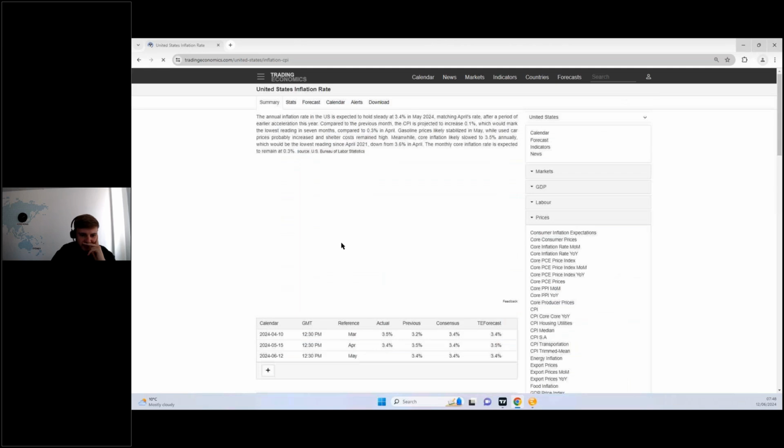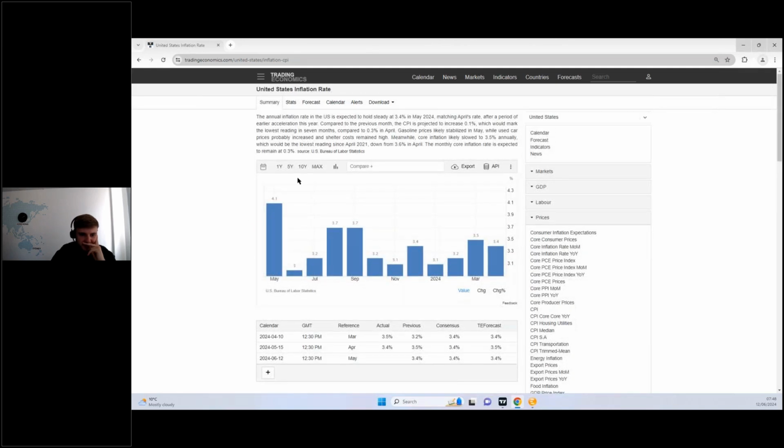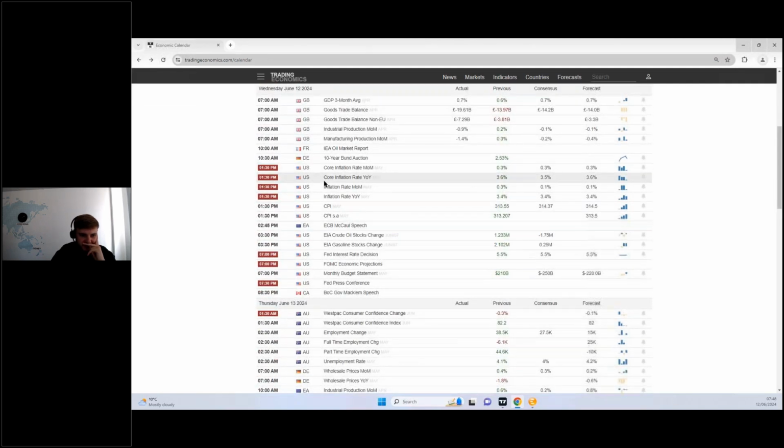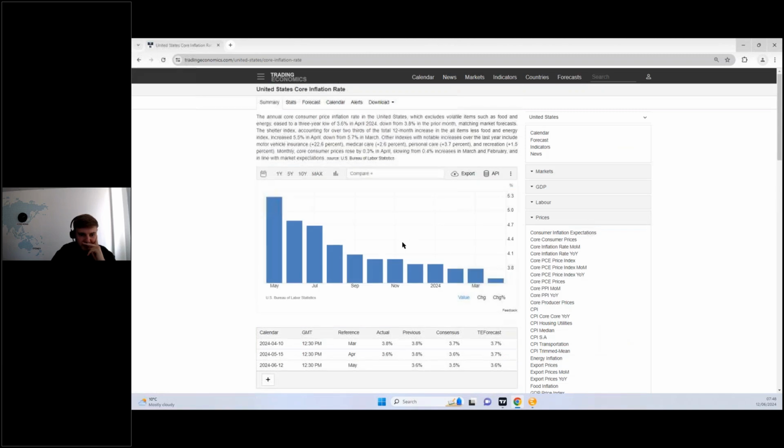Now, if you come into inflation, you can see maybe a bit of a better visual image on core inflation. You can see this has been trending lower over the last year. May 2023, 5.3, then 4.8, 4.7, 4.3, 4.1. So this has been trending lower.